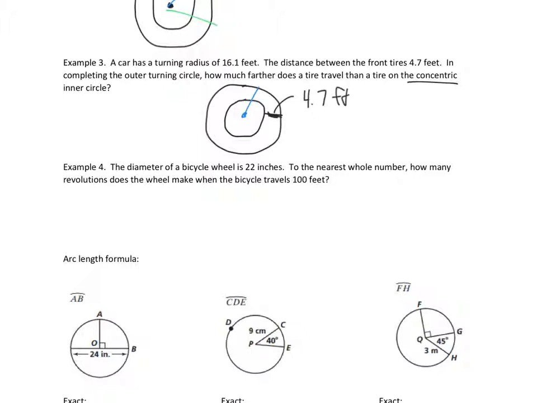Actually, I think the turning radius goes to the inside. So I think this is 16.1 feet. So what we're going to do is find the circumference of the inside tire, the turning radius, and the circumference of the outside turning radius, or outside wheel. It reads how much farther, so we're going to subtract the two distances.